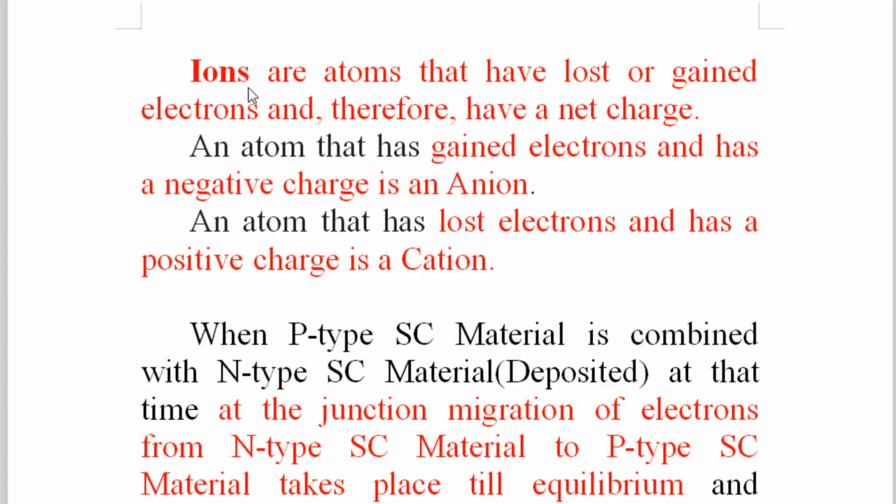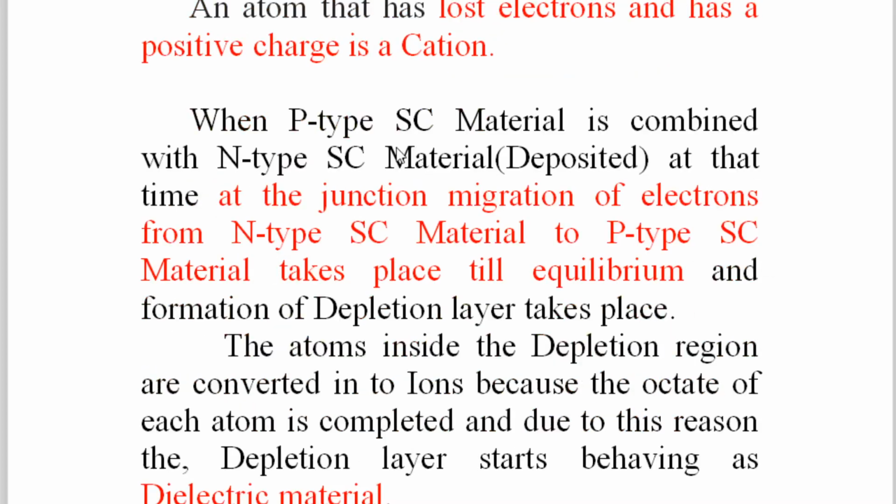What do we mean by an ion? Ions are atoms that have lost or gained electrons, and therefore have a net charge. Excess electrons are given, and those having fewer have taken them, so the octet is completed. An atom that has lost electrons and has a positive charge is a cation.